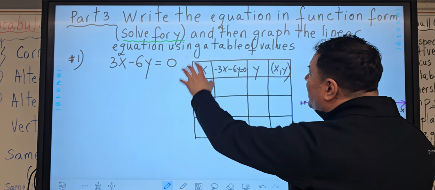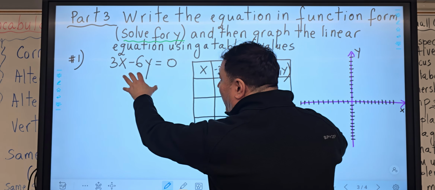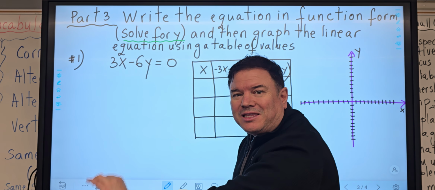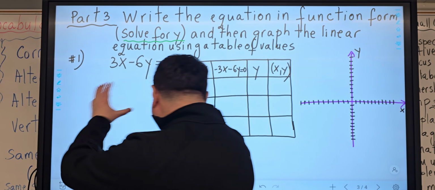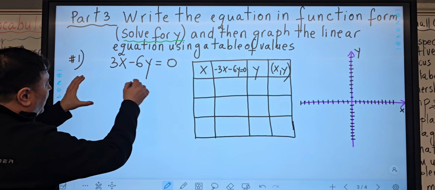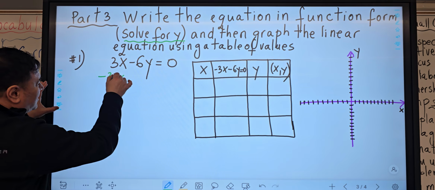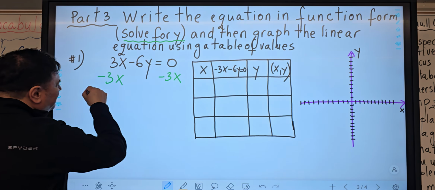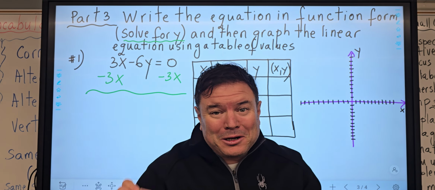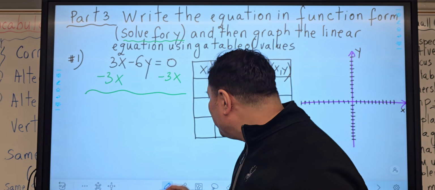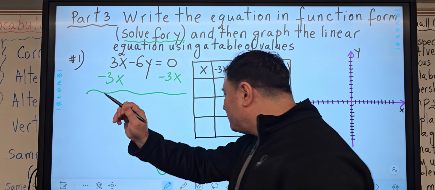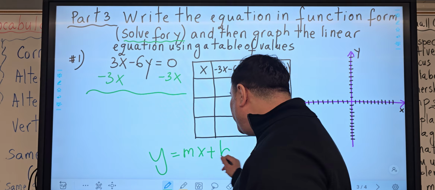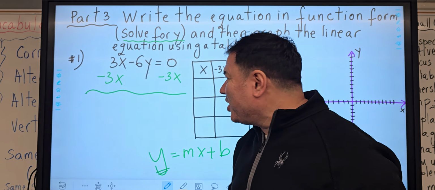Okay? So first of all, in this case, we have to solve for y. We have to get the y by itself on one side of the equation. So to get the y by itself here, we have to first subtract 3x on both sides. Whatever we do to one side, we have to do to the other side. Okay? We are getting the y by itself. Remember, we need to get the equation into this form: y equals mx plus b. Y has to be by itself.